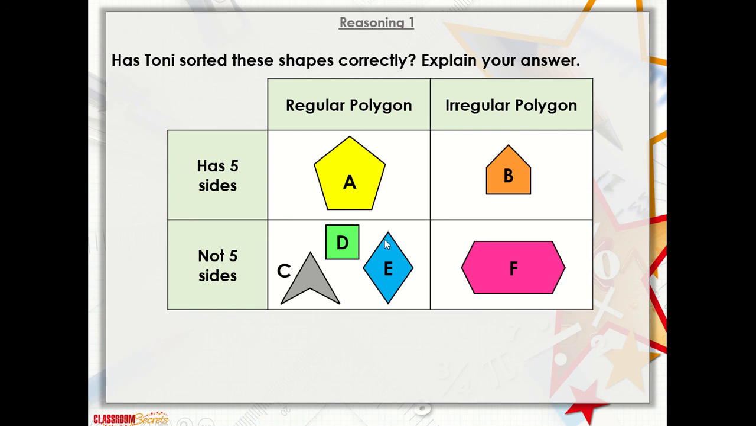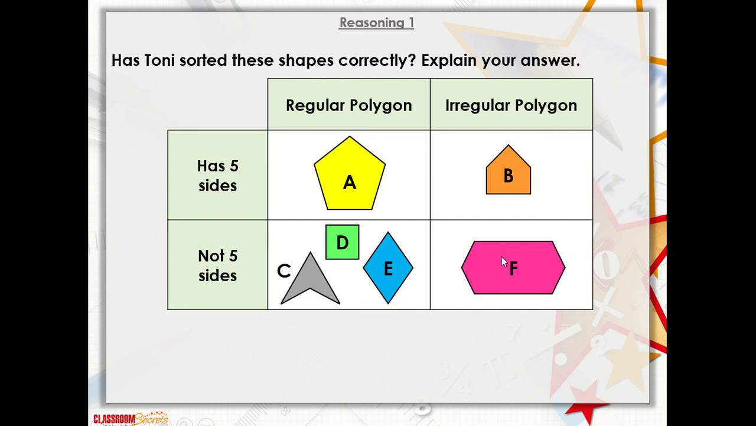Just have a look at shape E very carefully. And this angle here you can see is a lot narrower than this angle here. This one's much wider. So the angles are not the same. So that's not regular. If everything's not equal, it should be irregular. So E should be over there. Let's look at F. Not 5 sides? Well, it's got 6. So it is in the right line. Is it irregular? Well, look at the length of that side and look at the length of that. They're not the same. So it is irregular. So it is in the right column.